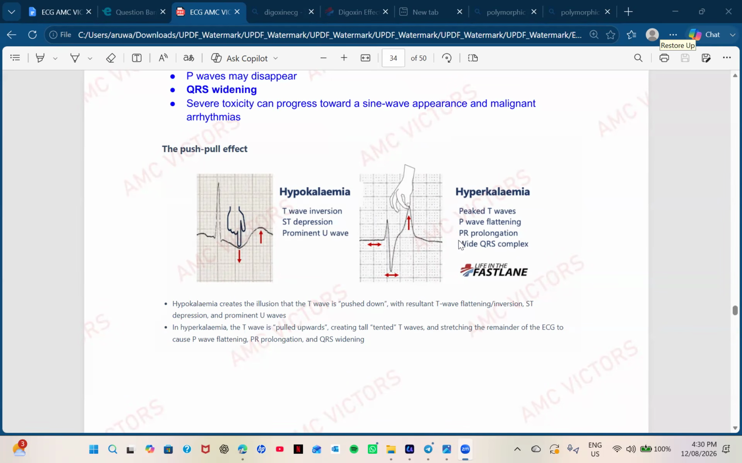Peaked T wave, P wave flattening, PR prolongation, and a wide QRS complex. You are pulling the T wave, which is why you see a peaked or tall T wave. If it is hypokalemia, you are pushing the T wave, so the T wave goes down. That means T wave inversion with ST depression and a prominent U wave. You can see it because you are pushing the T wave.